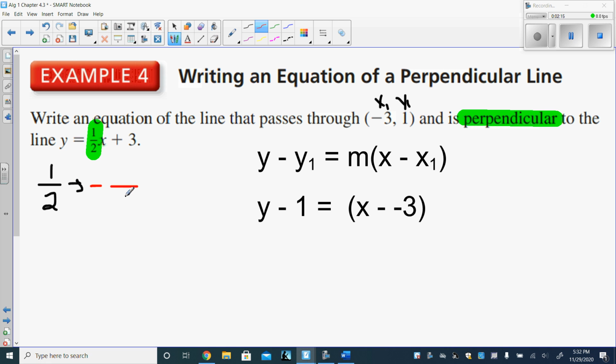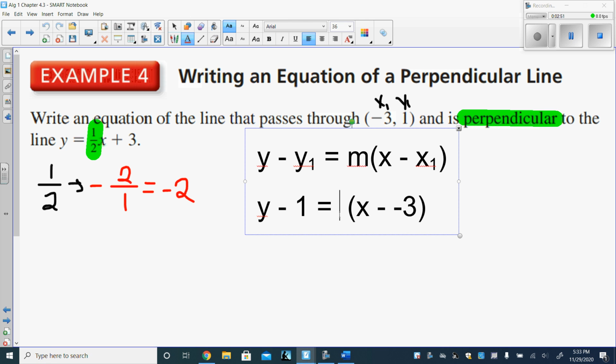Now we take the 1 on top and it goes on bottom, and the 2 on bottom goes on top. So the perpendicular slope, its opposite reciprocal, we changed the sign and flipped it, goes from positive 1/2 to negative 2 over 1. Now negative 2 over 1 can really be just written as negative 2, because anything divided by 1 is just whatever it is. So the perpendicular slope to 1/2 is negative 2, and we can plug that into our equation.